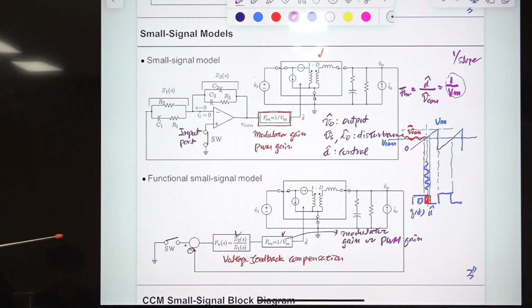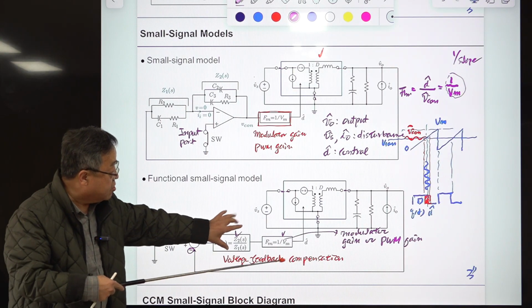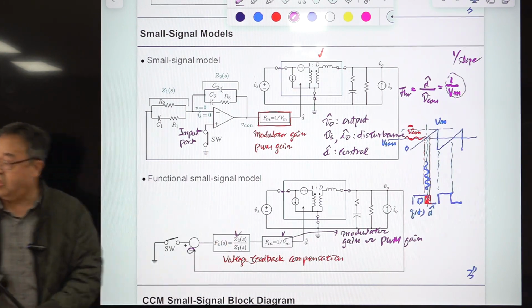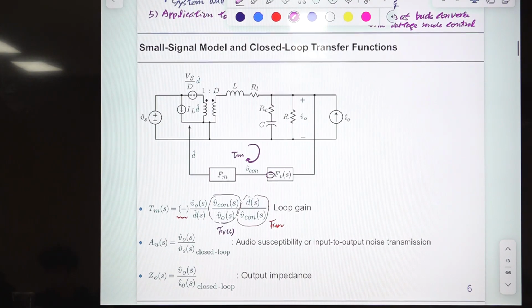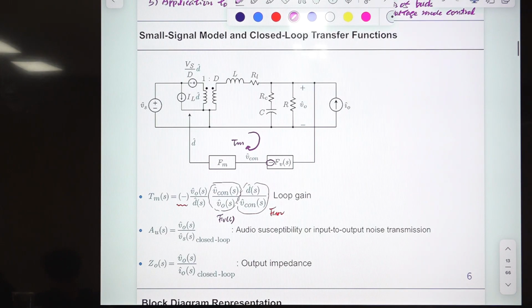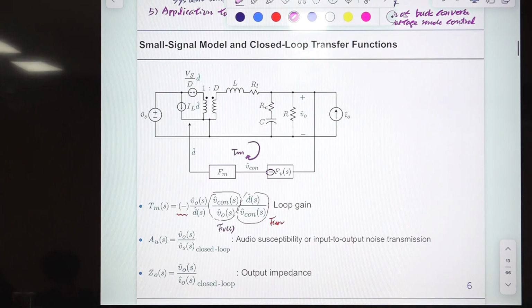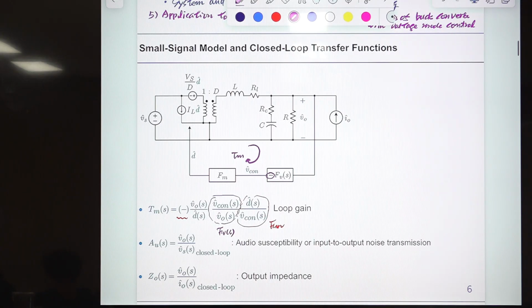Originally the circuit, this is the small signal circuit diagram, was presented on this page, and later on we will be using this block diagram representation. So you know the equivalence between them. They are the same, but we are using a different representation here. This is called the small signal circuit model of the buck converter with voltage mode control.